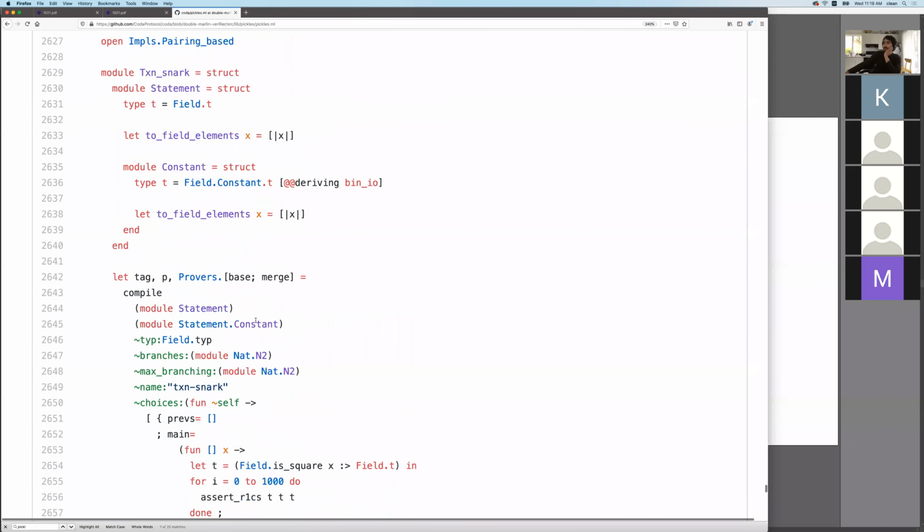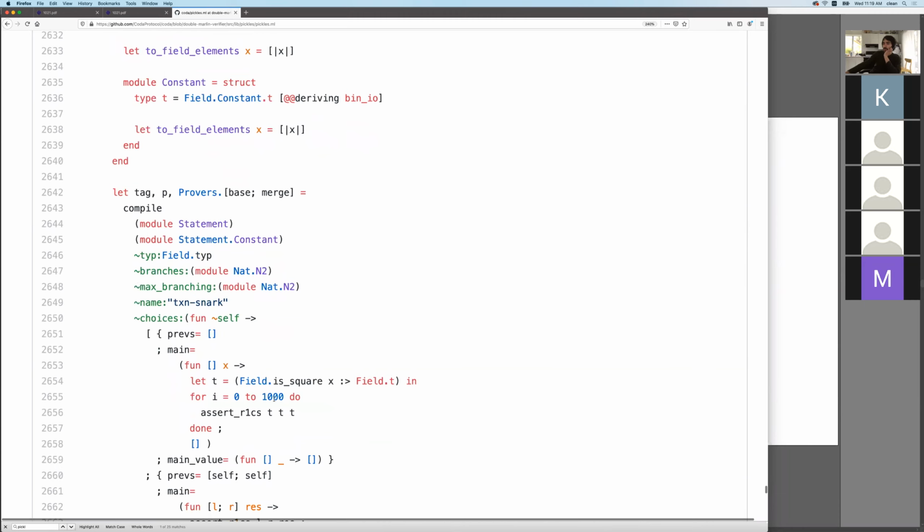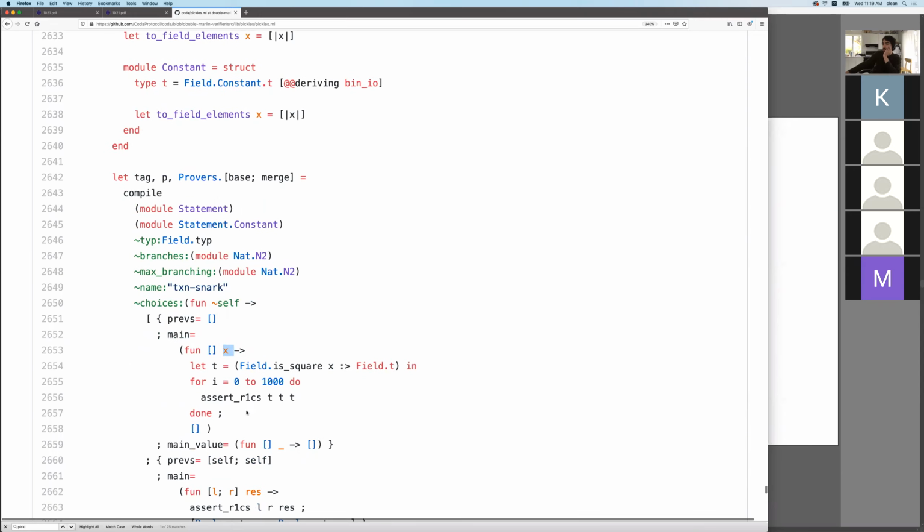Okay, so this is a proof system with two rules. The first rule has no previous proofs, and all it does is it asserts that the public input is a square, and then it just does some junk stuff. I don't know why I put this here, but I think it's because I had some edge case where if a constraint system was too small, it wouldn't work.